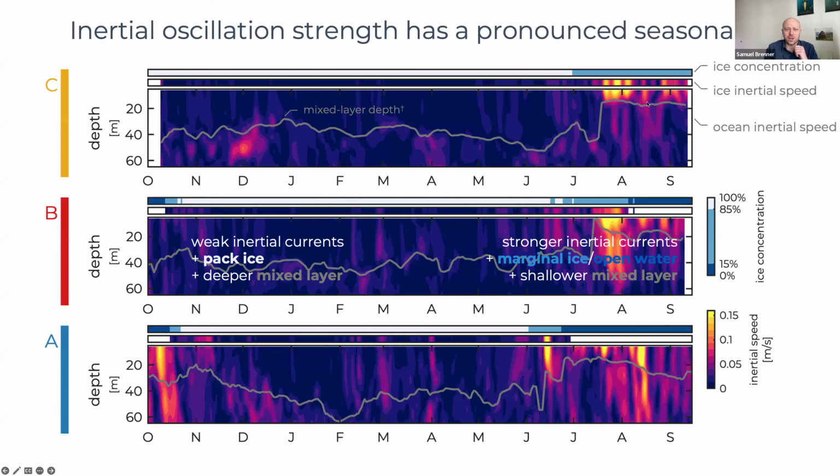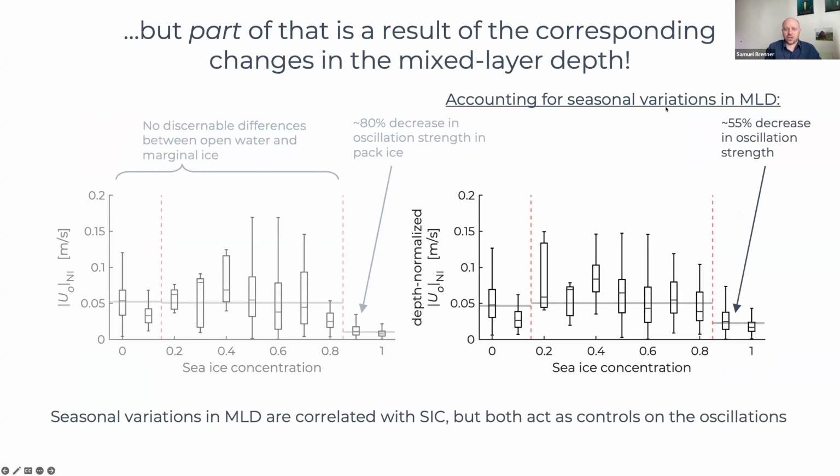But I want to go back to this figure for a second and point out that these changes in sea ice concentration are really highly correlated with these changes in mixed layer depth, because you get these shallow meltwater-driven mixed layers in the summer. And because inertial oscillations can be constrained by the mixed layer depth, we need to take that into account when making these types of plots and comparisons.